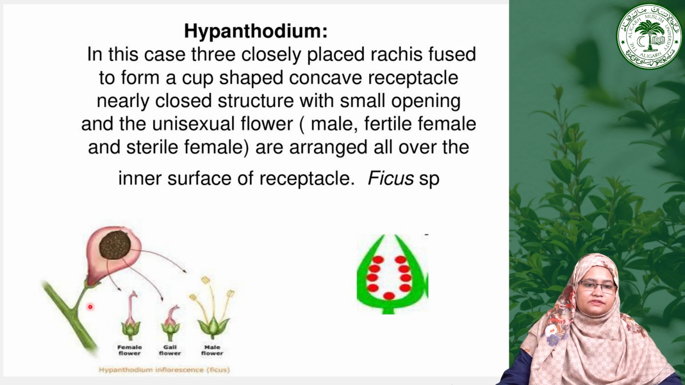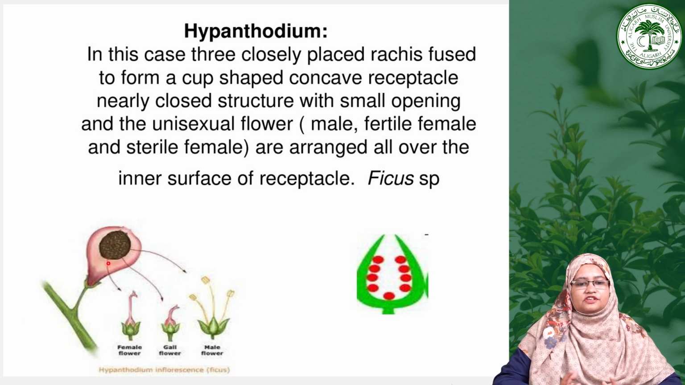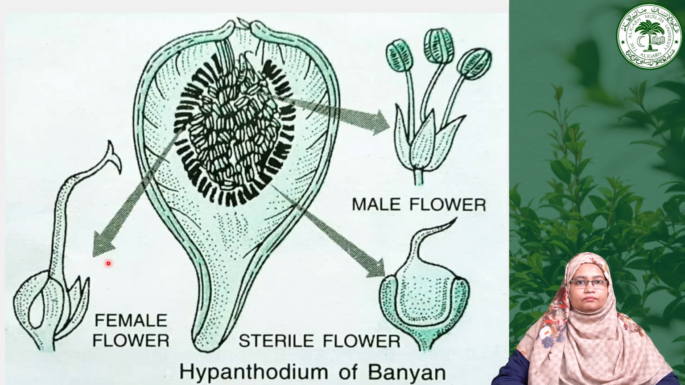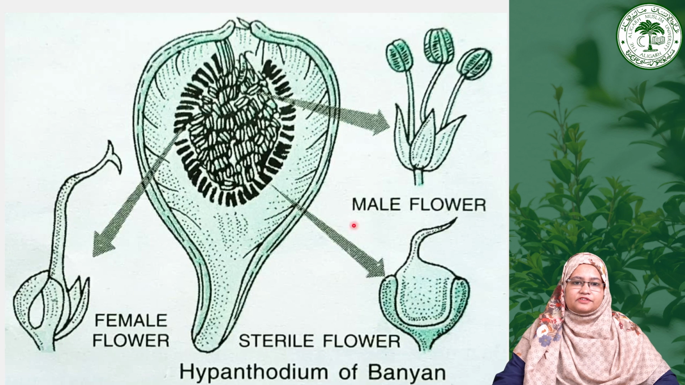So these flowers are arranged all over the inner surface of the receptacle, and as I have told you, this type of inflorescence is present in Ficus species. Now you can clearly visualize, this is the inner receptacle. Here you will find the female flowers, here you will find the sterile flowers, and here you will find the male flowers. There is a small opening present at the apex of this receptacle in the Ficus plant, which is commonly called banyan.